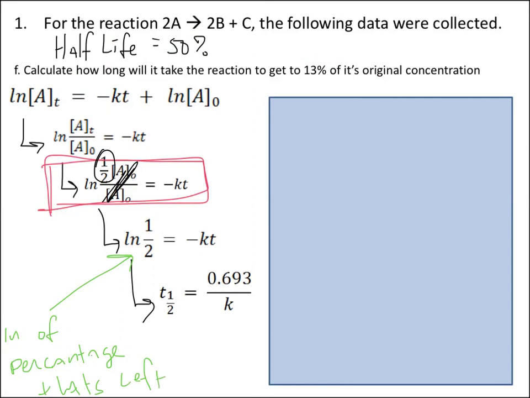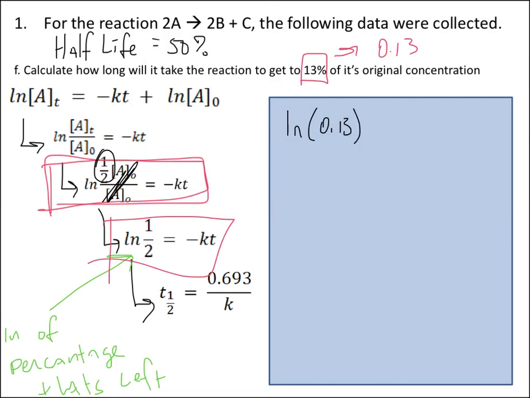And so what we do is we take a look at this and we say, well, we want to know how much time it takes to get to where we're at 13%. Well, this, as a decimal, is 0.13, right? 1/2 is actually 0.5, and so all I do is I'm taking essentially this and I'm solving with it, right? And so I'm going to come over here in the blue box, and this is where I'm going to solve it out. So I'm going to take the natural log of 0.13 because I want 13%, not 50%. And that's going to equal negative KT.